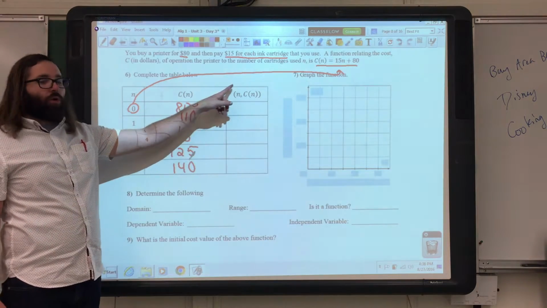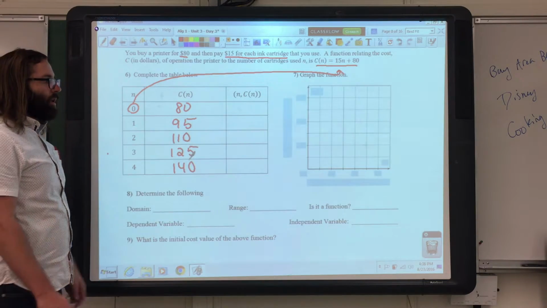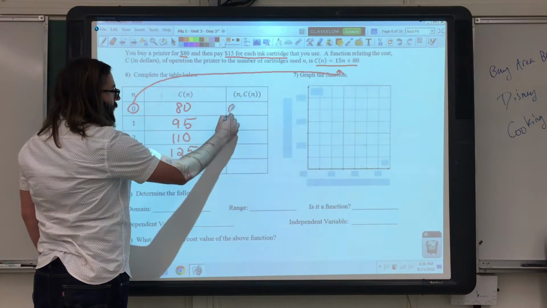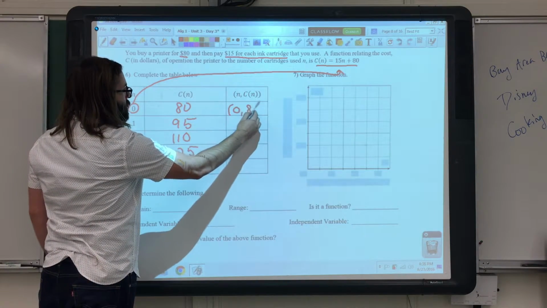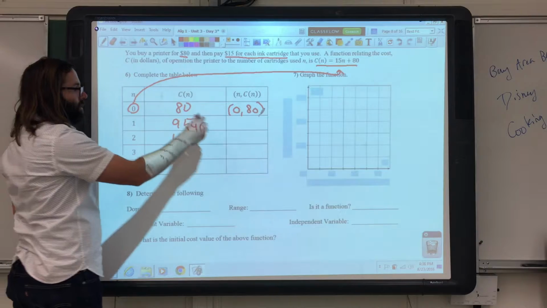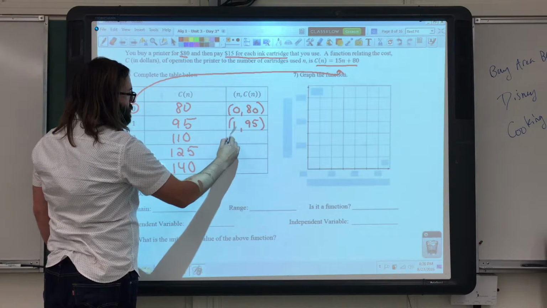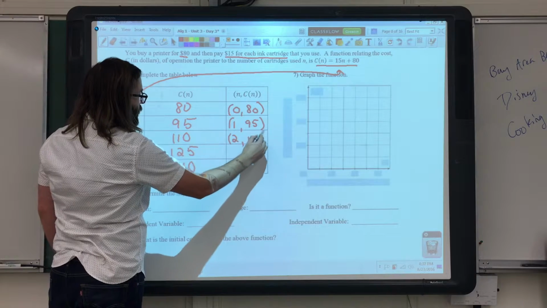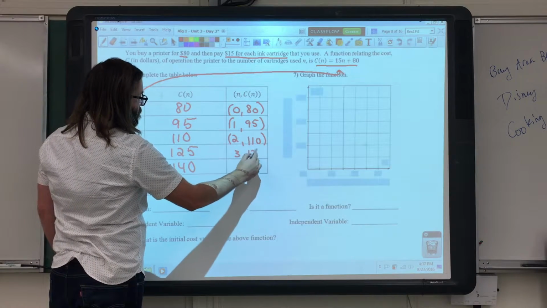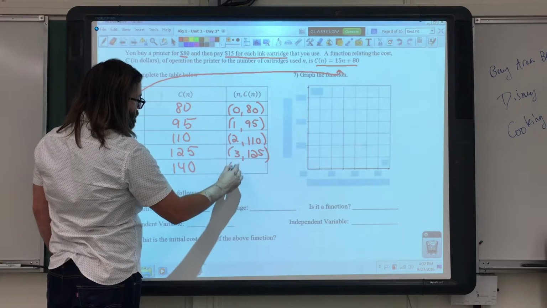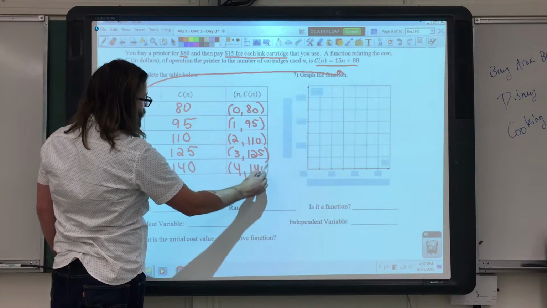So this is coordinate notation, and in coordinate notation you just put it in coordinates. So you take your n, 0, and your C of n, which is 80. So you have 1, 95, 2 and 110, 3, 125, and finally 4, 140.